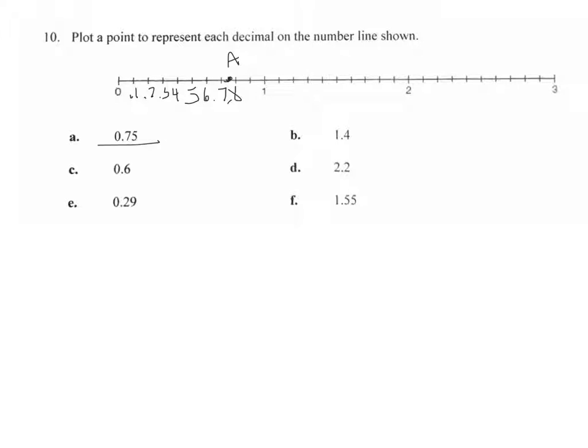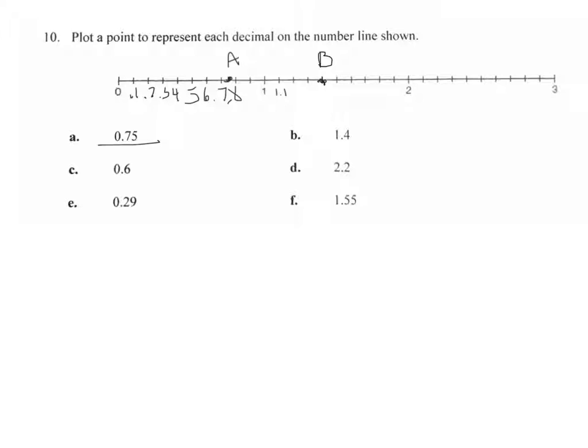Next, I have B, which is 1 and 4 hundredths. So I have to count, okay, this is 1.1, then 1.2, and then 1.3, and then 1.4 would be right there. So we're going to put our point right there, and we're going to put B above it.